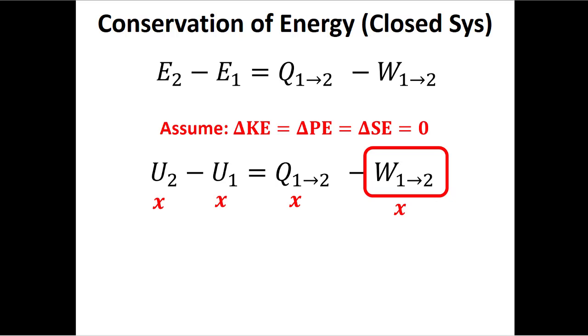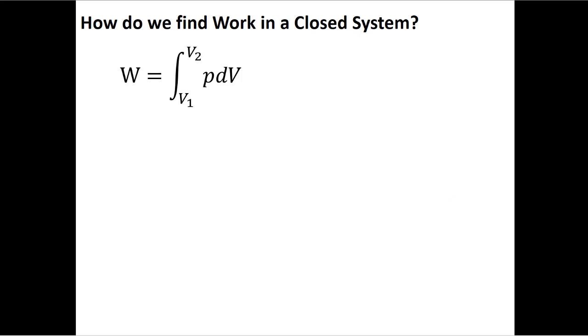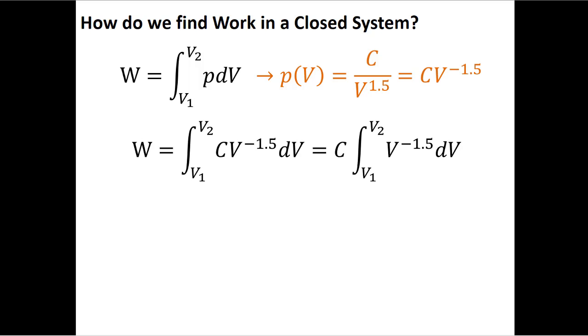So I'm going to start off by trying to find the work. I started with work because I know the equation here is the integral of P dV, and I also know that for my process, I have a relationship between P and V. So P as a function of V is equal to C divided by V to the power of 1.5, or that C times V to the power of negative 1.5 is equal to P. So now I can put that relationship into my integral.